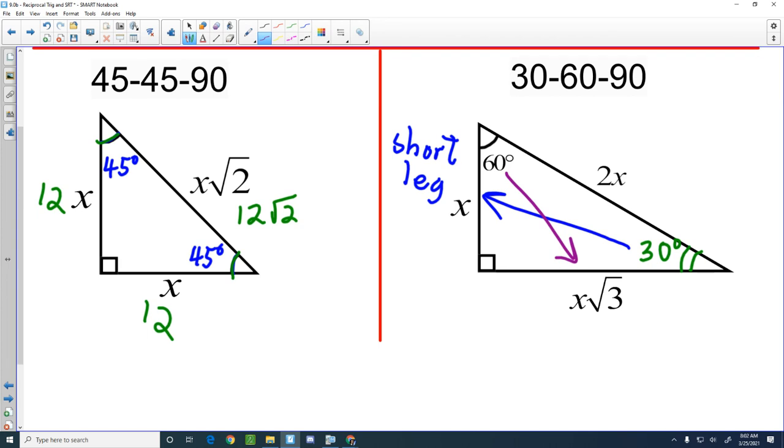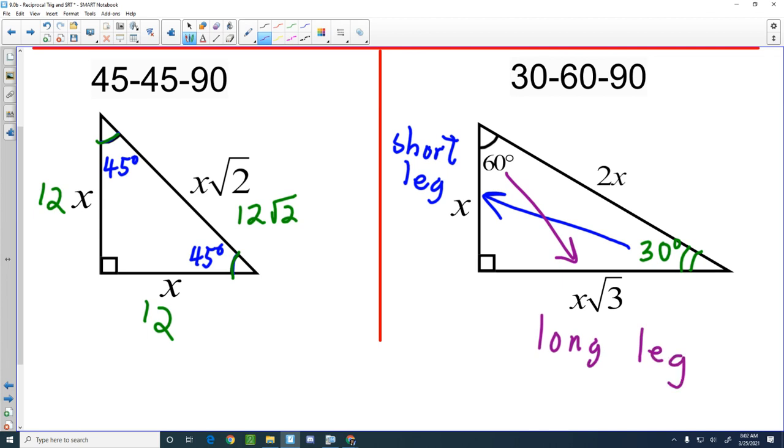Think of the opening of a door. If the door's hinge is only open a small amount, there's only a small opening in that doorway to walk through. But if the hinge is open a lot wider, isn't the doorway going to be wider for you to fit through? Same kind of idea. So the side that's across from the 60-degree angle, I'm going to call the long leg.